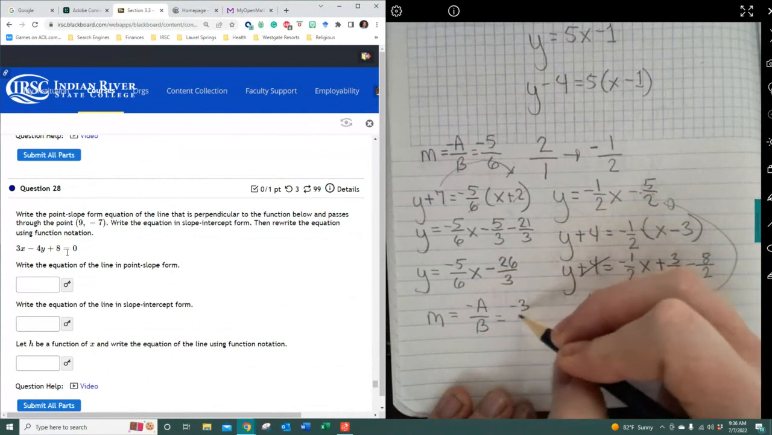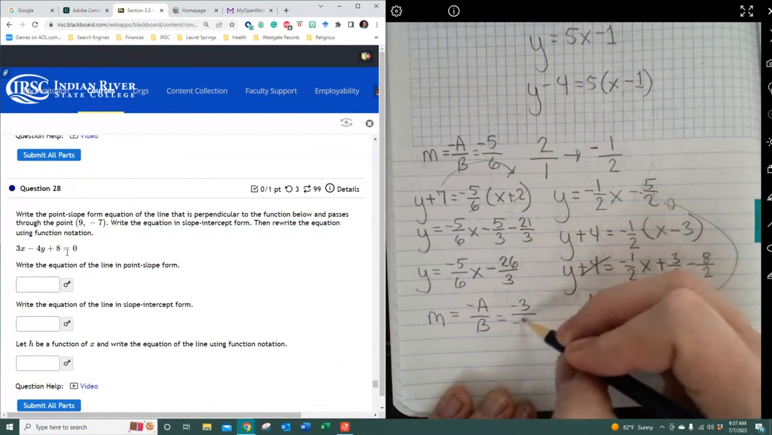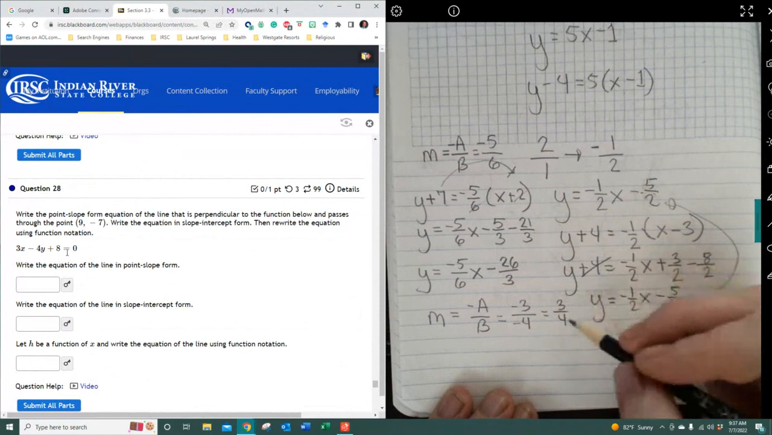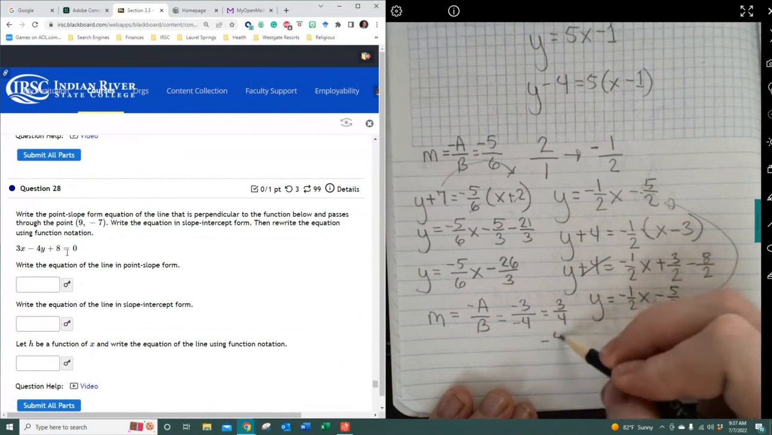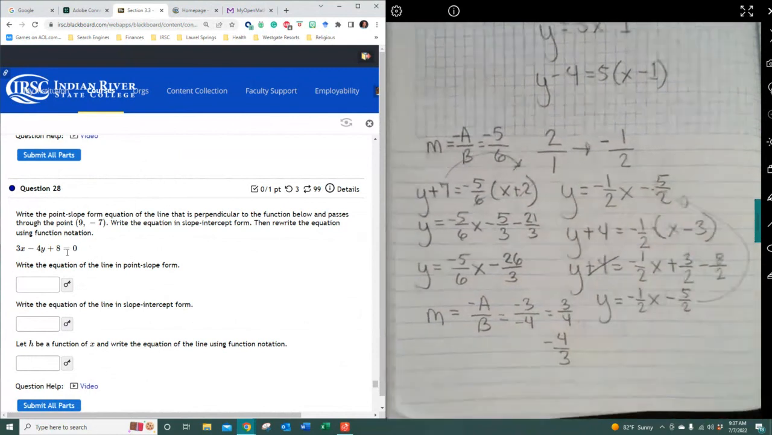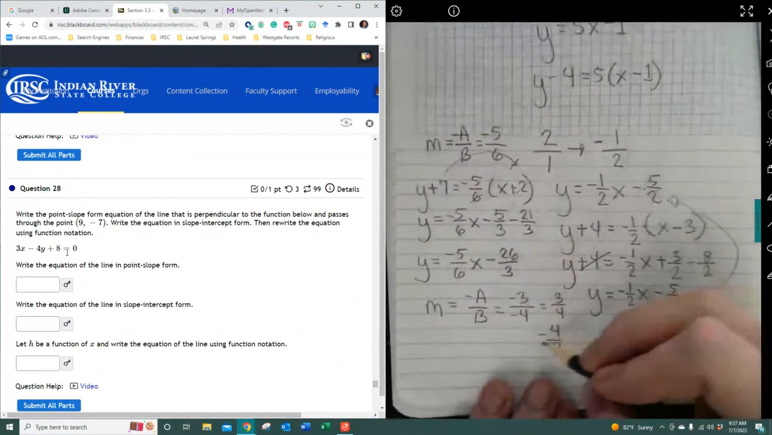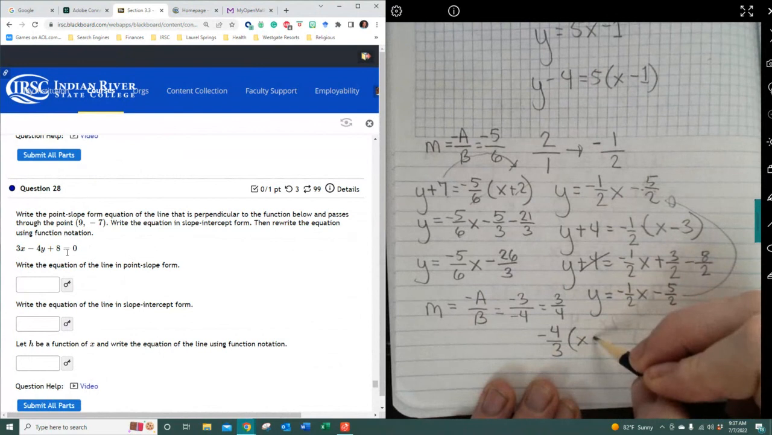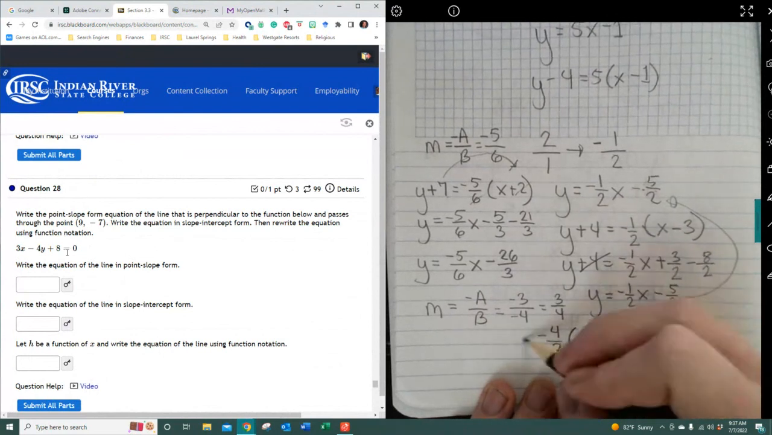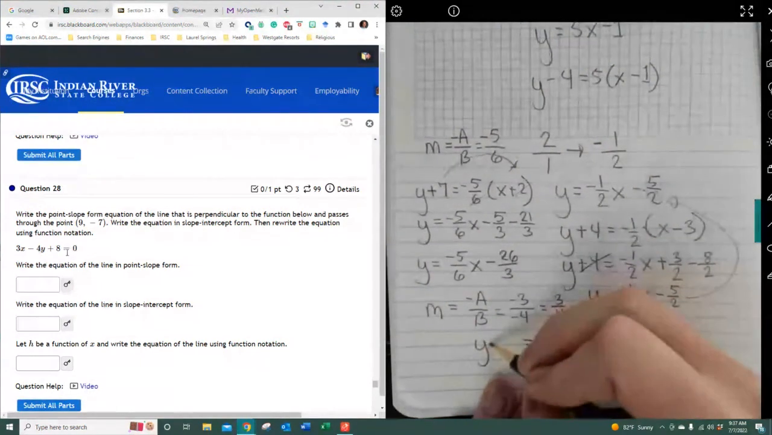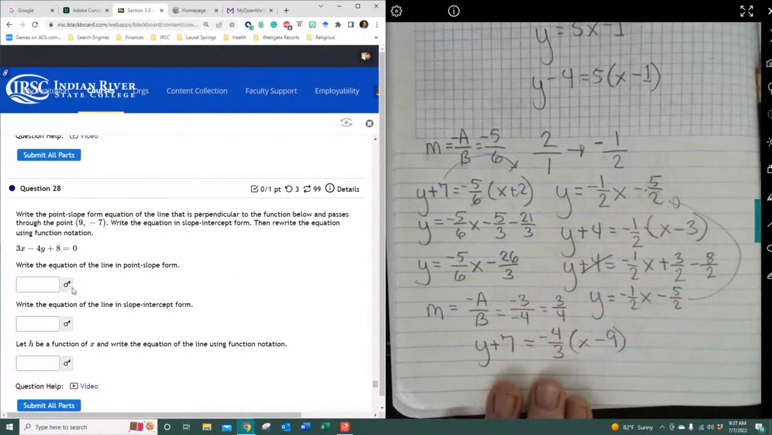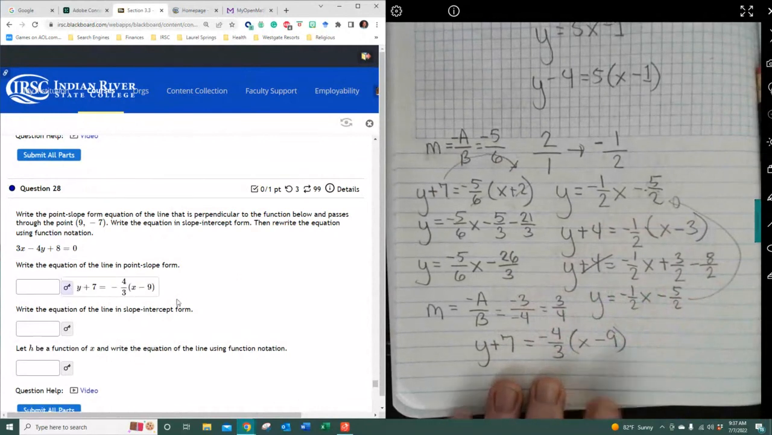The opposite of 3 is -3, and then divided by -4, you get 3/4. The opposite reciprocal of that means you're going to get -4/3. And then you have the coordinate point, or the point-slope form is going to be that. All right, so I've given you that for the equation. So I've given you that part so far.